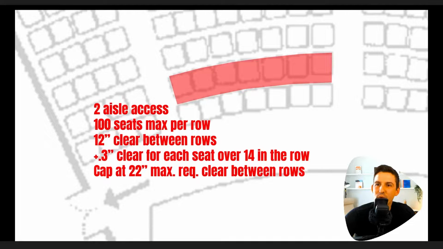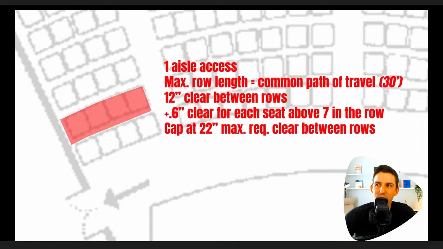And then there's a penalty of 0.3 inches of clear row additional space required for every seat over 14 in the row. And that caps at 22 inches max between the rows. That cap is also common with single row spacing. But in single row spacing, you are limited not to 100 seats, you're limited to the common path of travel, 30 feet. So the wider your seats, the less you can fit in. 12 inches clear between the rows, and then a 0.6 inch penalty for every seat above 7 in the row. Once again, capping at 22 inches max between the rows.